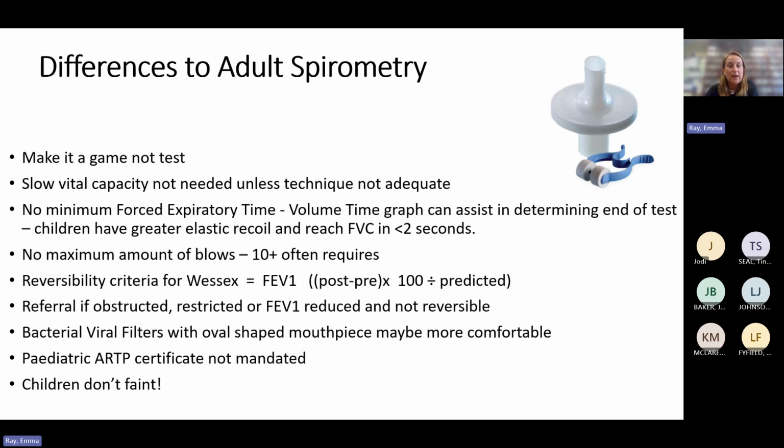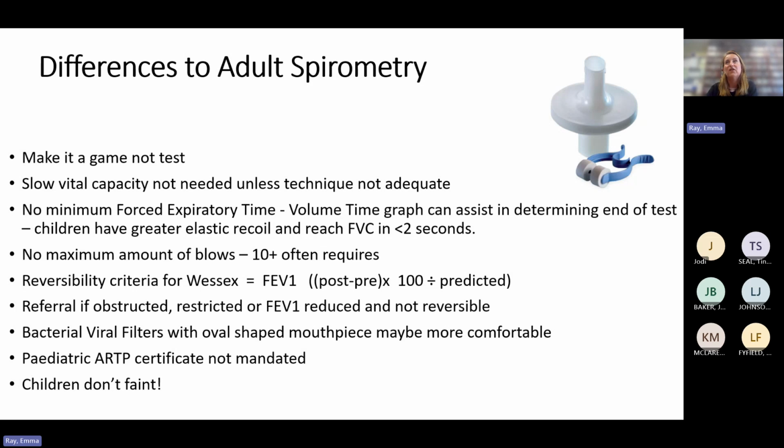Bacterial viral filters: some children obviously have smaller mouths than adults, so you might want to invest in some oval shaped mouthpieces that might be more comfortable, but I have seen children using mouthpieces that are just the O-shaped mouthpiece and they seem to get on okay. The paediatric ARTP certificate, you can get this, it's not mandated. None of the ARTP qualifications are mandated at the moment.